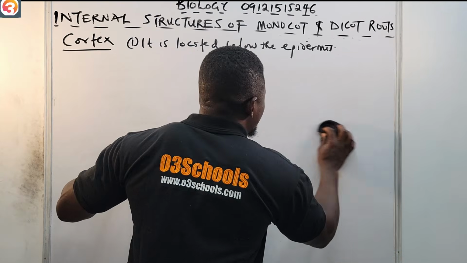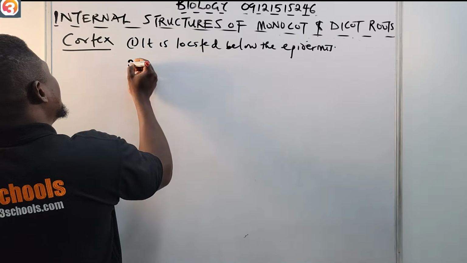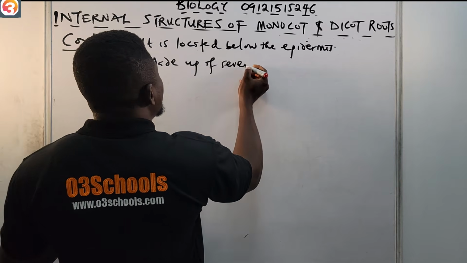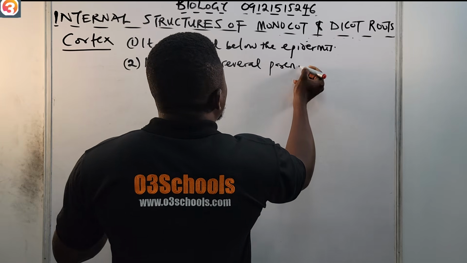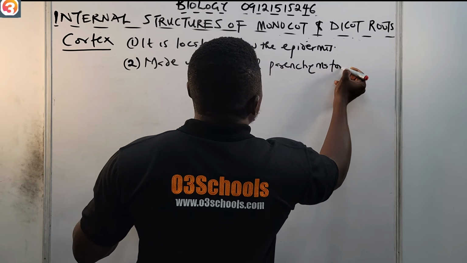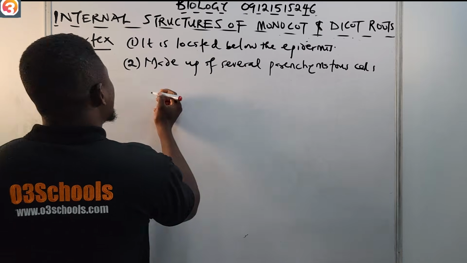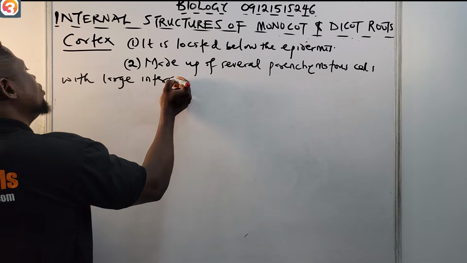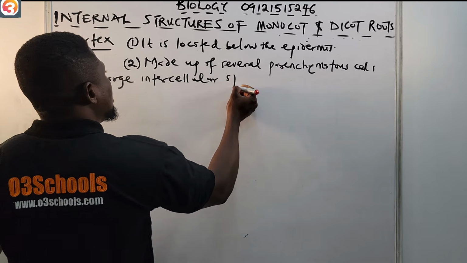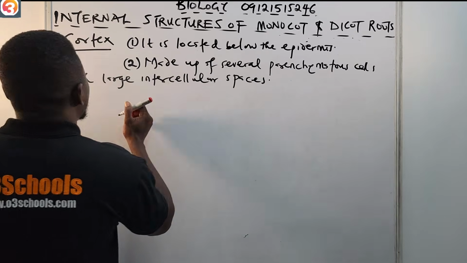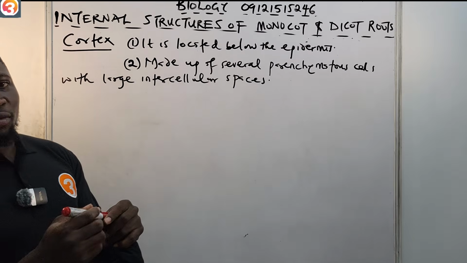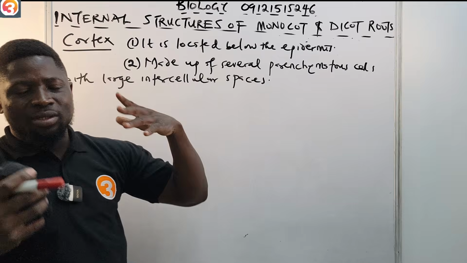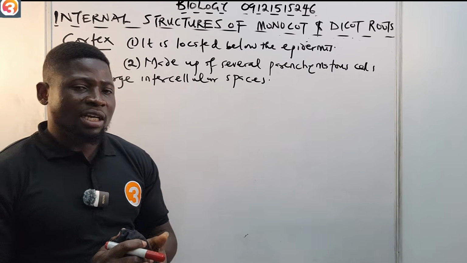Okay, so number two, we say that it is made up of several parenchymatous cells with large intercellular spaces. So the cortex is made up of many parenchymal cells, or parenchymatous cells, with large intercellular spaces.